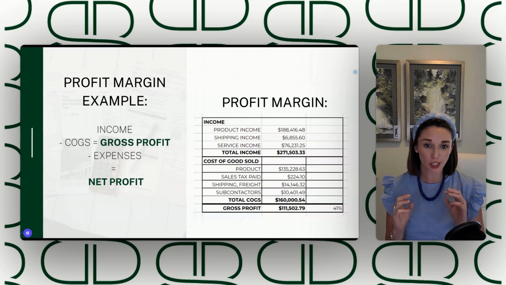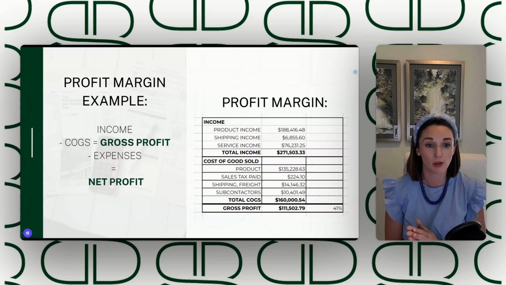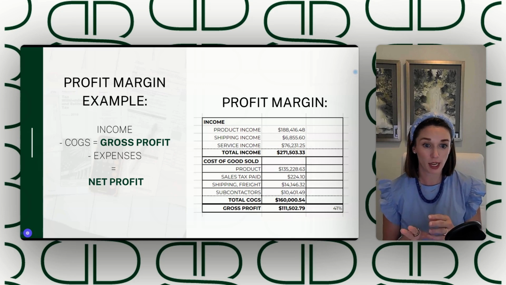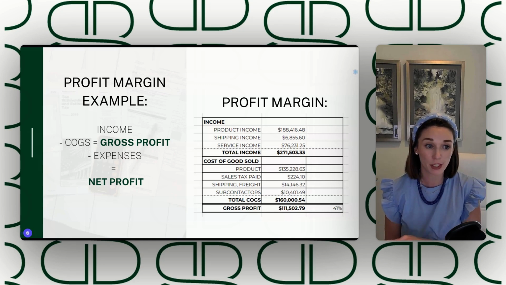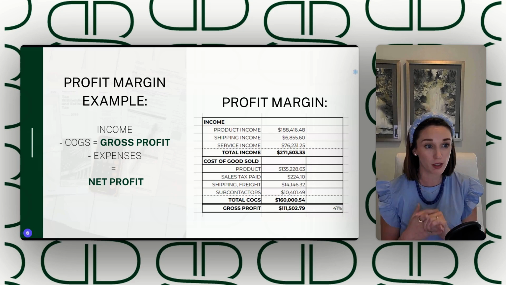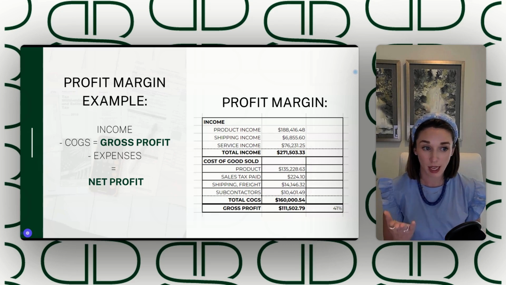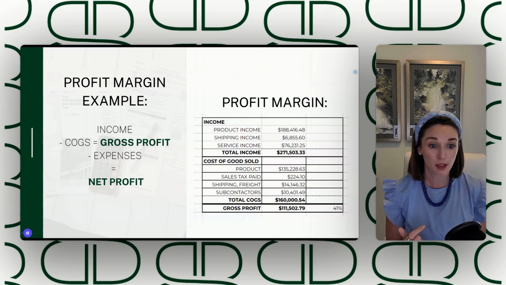So if we wanted to just look at the gross profit, because maybe you're not ready to start tagging project-specific expenses yet, or you're not sure what that is. You can see here in the example, I have income broken down into product, shipping, and service, which is standard at Business by the Book. You can go more. We at least have these three subcategories. And you can see the total income there. And then we have the cost of goods sold broken out: product, sales tax paid, like if you bought something retail, we would include that here, shipping and freight, and any subcontractor labor that's specific to this project.